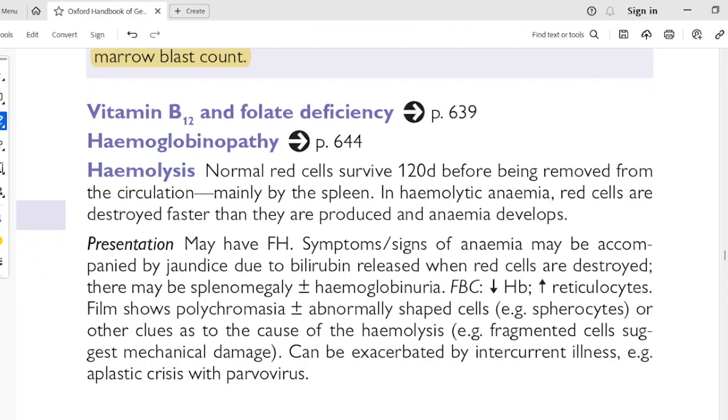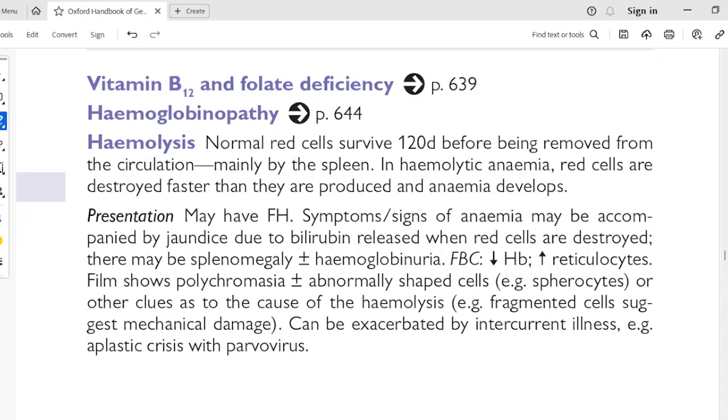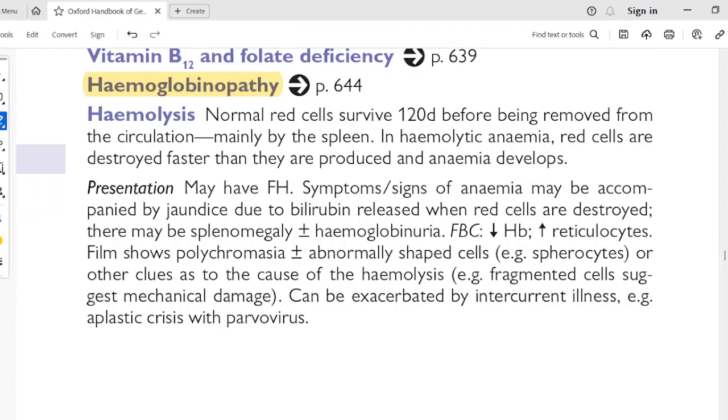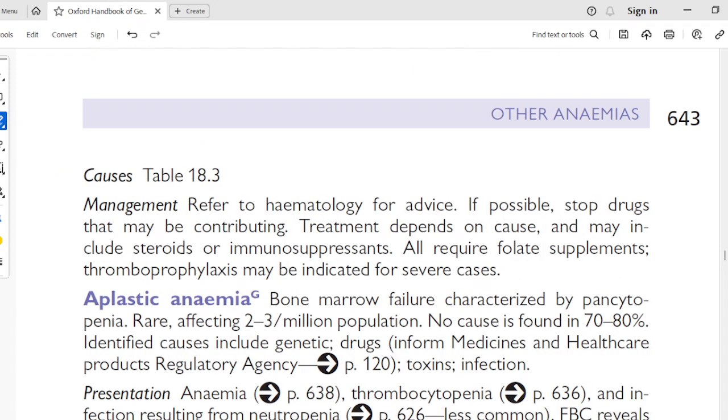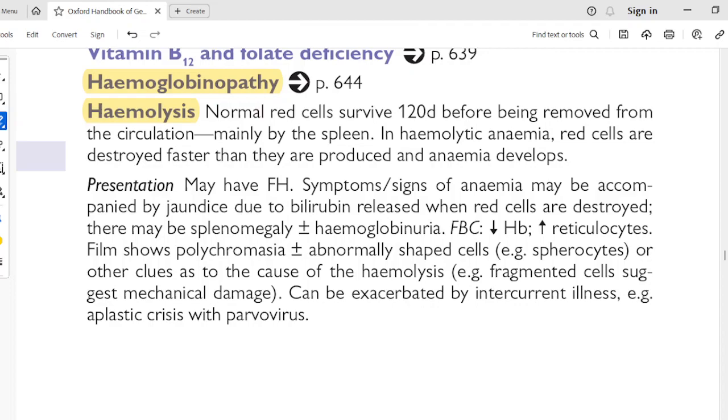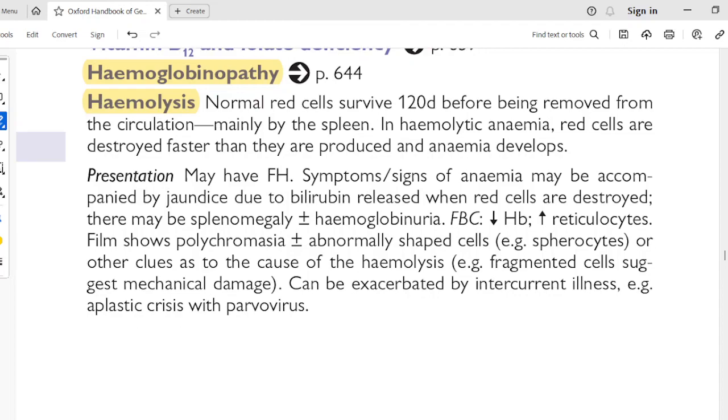Vitamin B12 and folate deficiency we have already read on page 639. Hemoglobinopathies we will be reading further on. Hemolysis. Normal red cells survive 120 days before being removed from the circulation, mainly by the spleen. Hemolytic anemia: red cells are destroyed faster than they are produced and anemia develops.